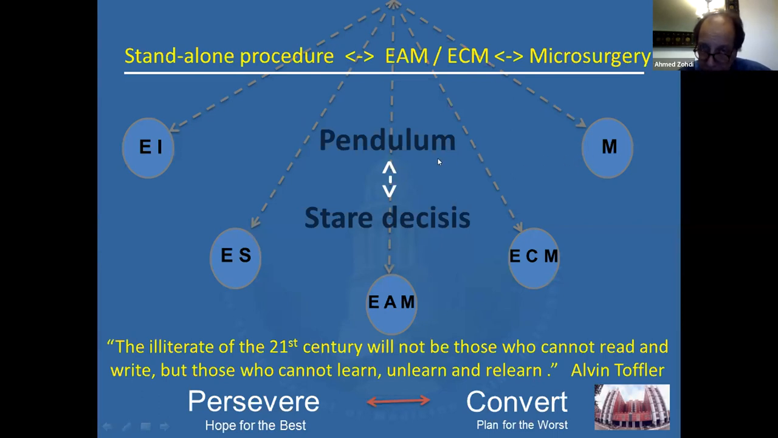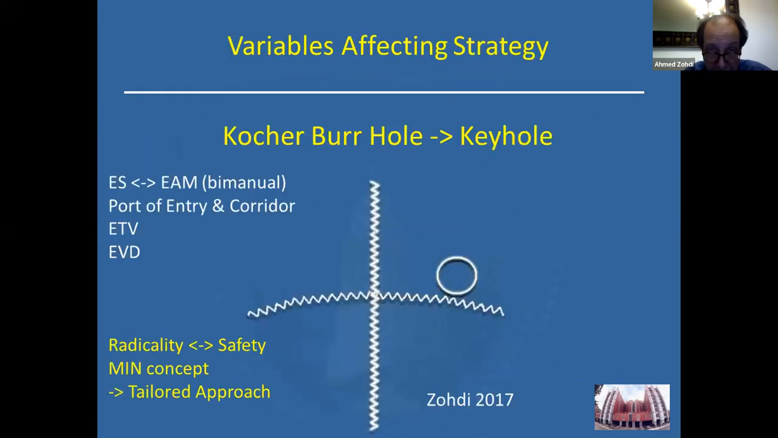It is always in between the pendulum. It will take you right and left, and the stare decisis, to stick and stand by the decisions. I mean, you have to be malleable. The illiterate of the 21st century will not be those who cannot read and write, but those who cannot learn, unlearn, and relearn. So persevere, hope for the best, but be able to convert and plan for the worst because of the patient's safety.